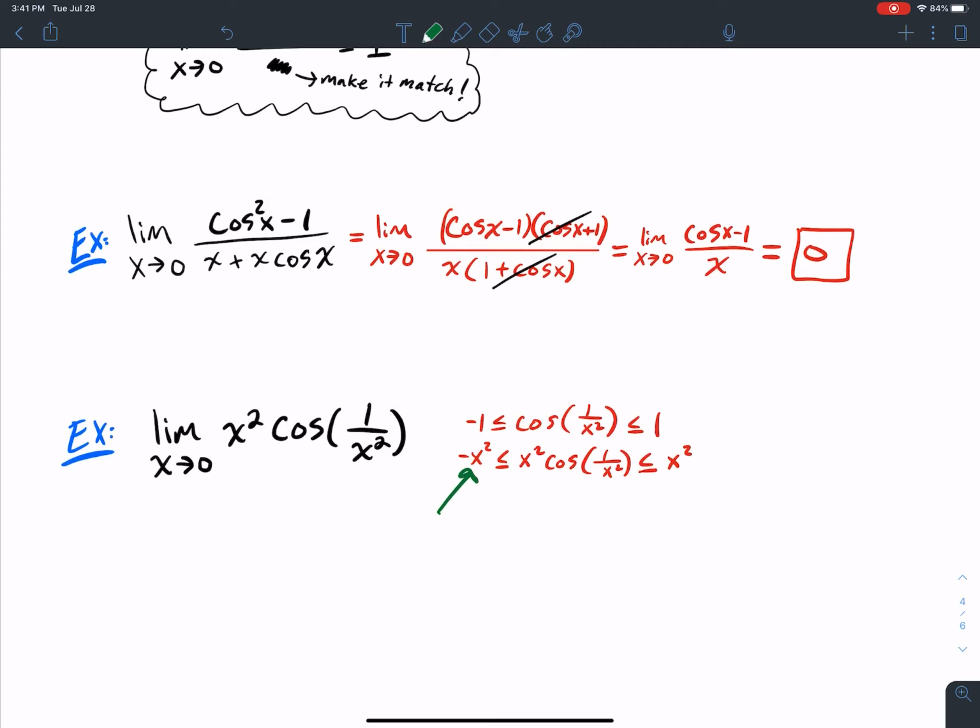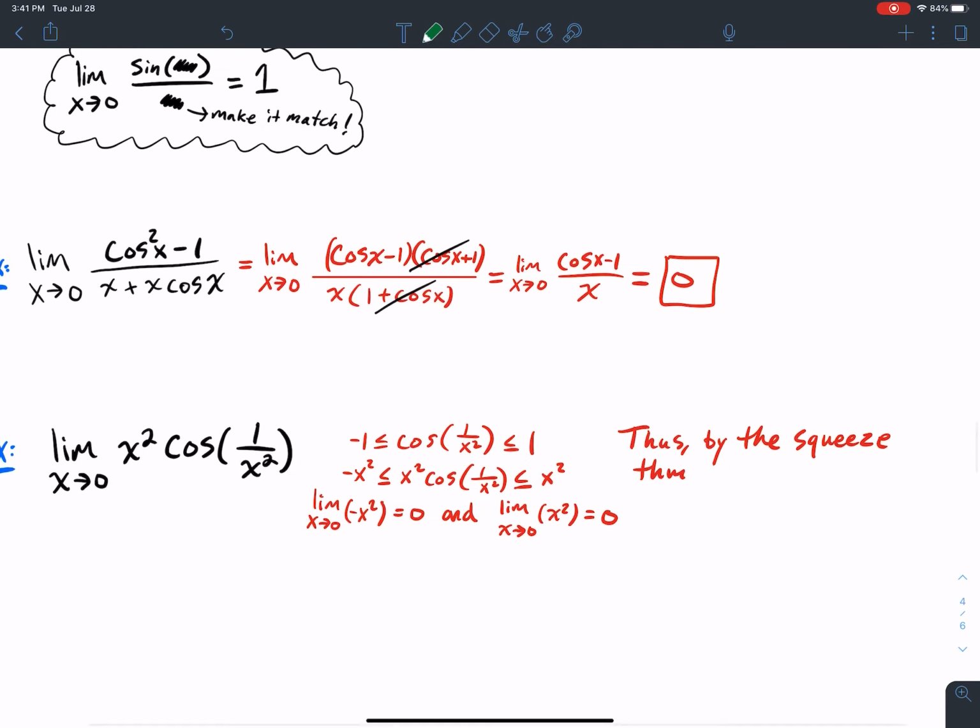I need to take limits on the extremes, and then hopefully they match, and so that means the middle has to be the same. If I take the limit as x goes to 0 of -x squared, that gets me 0. If I take the limit as x goes to 0 of x squared, that gets me 0. So I got 0 and I have 0. So what does that tell me about the limit of the inside here? By the squeeze theorem, the limit as x goes to 0 of x squared times the cosine of 1 over x squared is equal to 0.